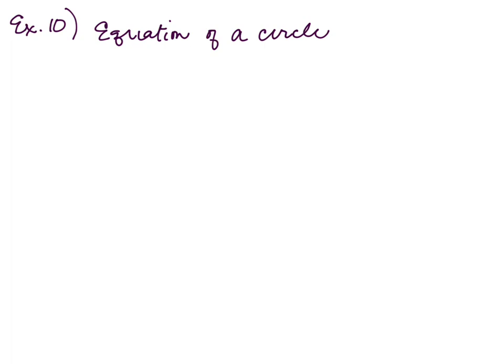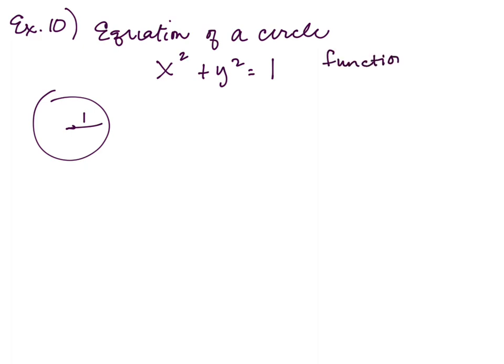Okay. All right. So the question is, can the equation of a circle, which is x squared plus y squared equals, let's let it be 1. What that would do is that would graph a circle of radius 1. Okay, x squared plus y squared equals 1. Can it be expressed as a function?